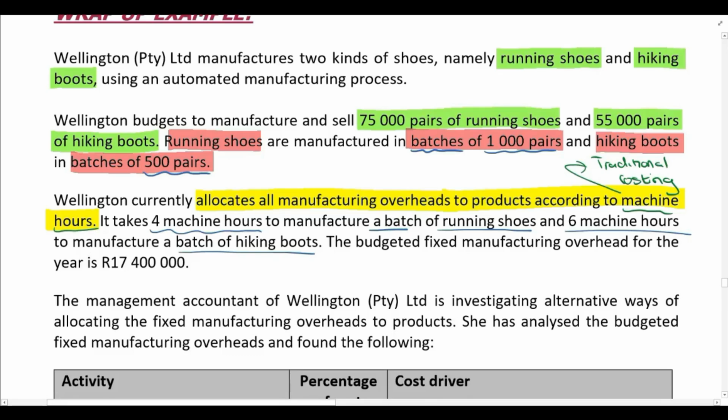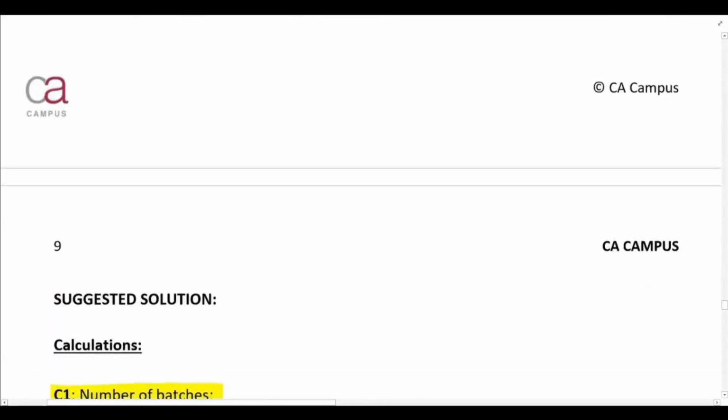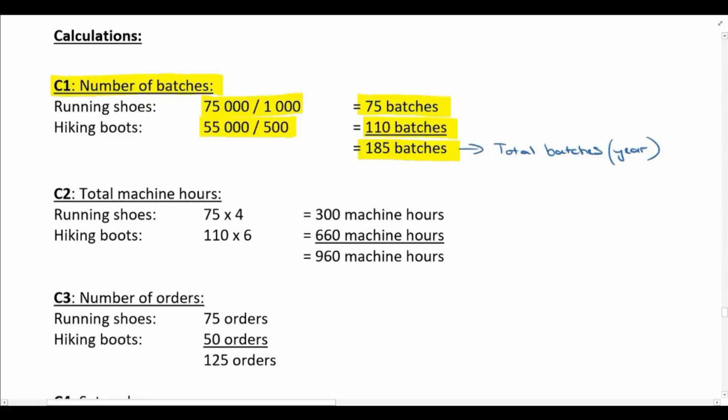So using that information, guys, I have already calculated the number of batches. So because I know the number of batches, I can use that to now work out my total machine hours. So for the running shoes, it's 4 hours per batch, and for the hiking boots, it is 6 hours per batch. And we can use that to calculate the total machine hours for the year. Okay, so we said for running shoes, 4 hours per batch, 75 batches. For hiking boots, 6 hours per batch, and we are dealing with 110 batches, which gives me a total of 960 machine hours for the year.